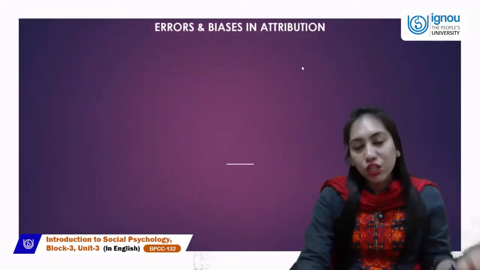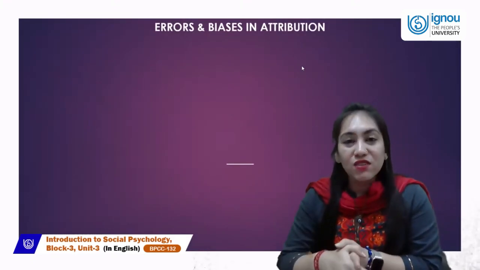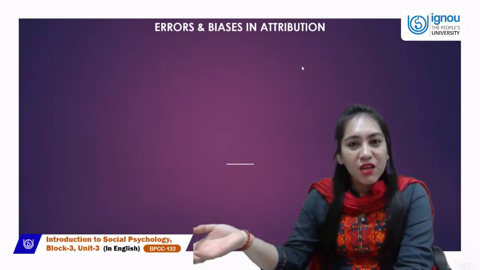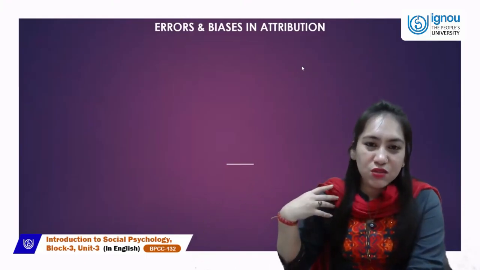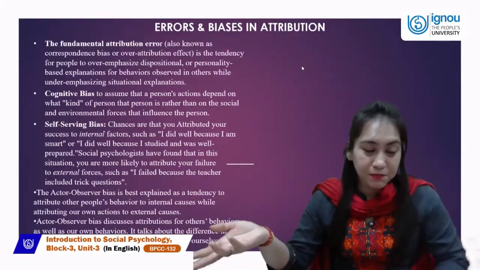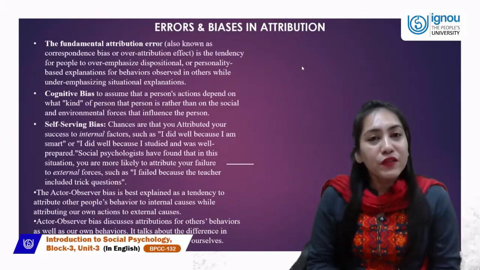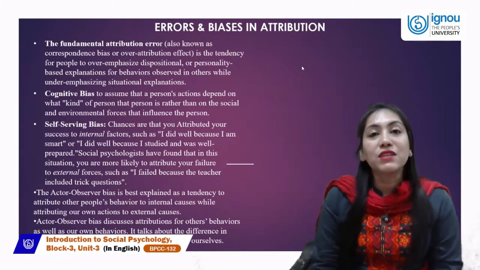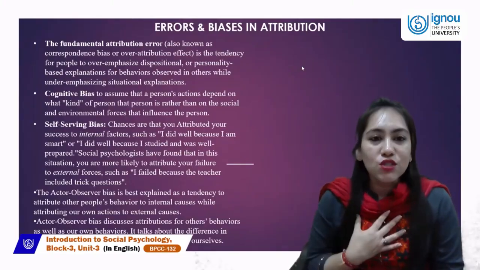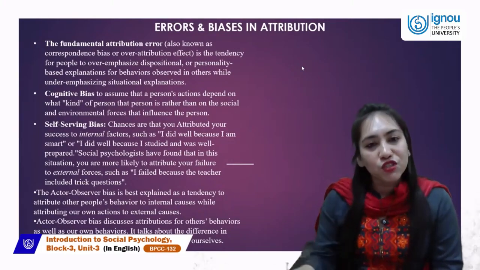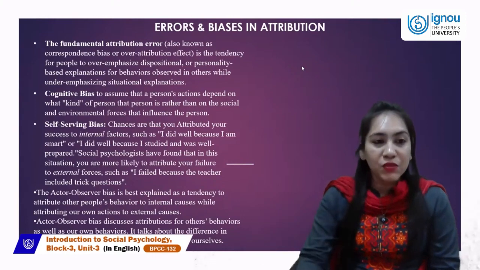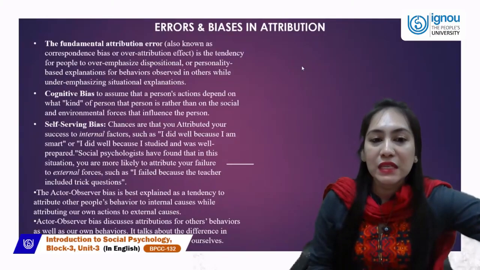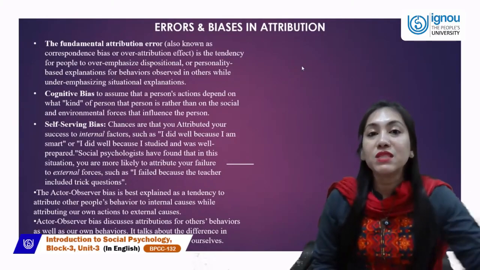Now, let's move to a new concept: are there any biases and errors while we are attributing to people? While we are attributing the cause behind people's behavior, are there some errors and biases that we make because of our personal thoughts? Yes, there are. So let's start with the first one. The first that we talk about is the fundamental attribution error, which is also called correspondent bias or over attribution effect. This is a tendency of people to overemphasize and attribute a person's behavior on the basis of their personality.